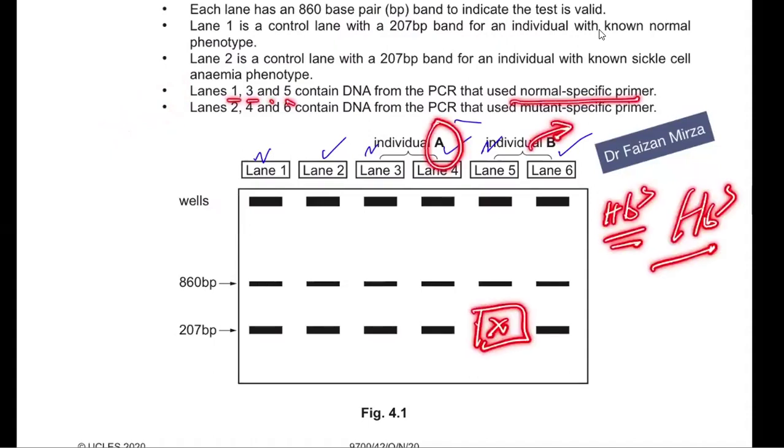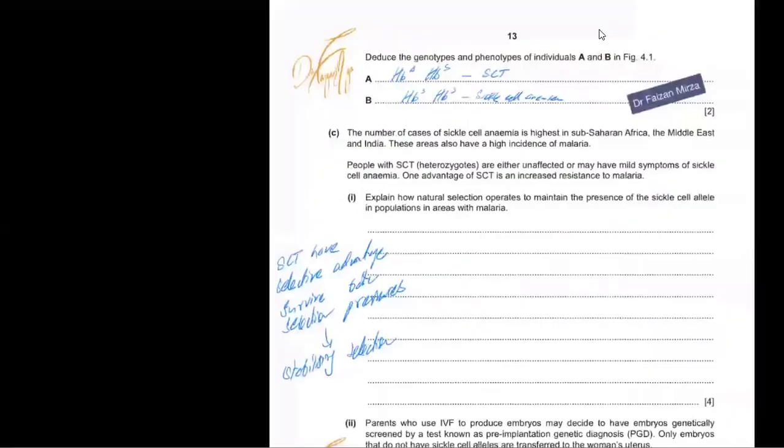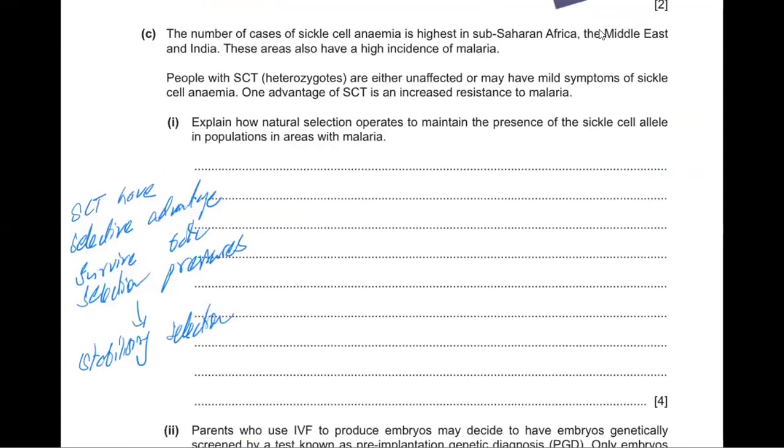Whereas individual A is showing the bands for both the normal specific primer as well as the mutant primer. So all 4 bands are here. So that person must be a carrier or SCT. The number of cases of sickle cell anemia is highest in sub-Saharan Africa, the Middle East and India. In India, the areas that have high incidence of malaria suggest people with SCT heterozygotes are either unaffected or may have mild symptoms of sickle cell anemia, but the advantage of SCT is increased resistance to malaria.